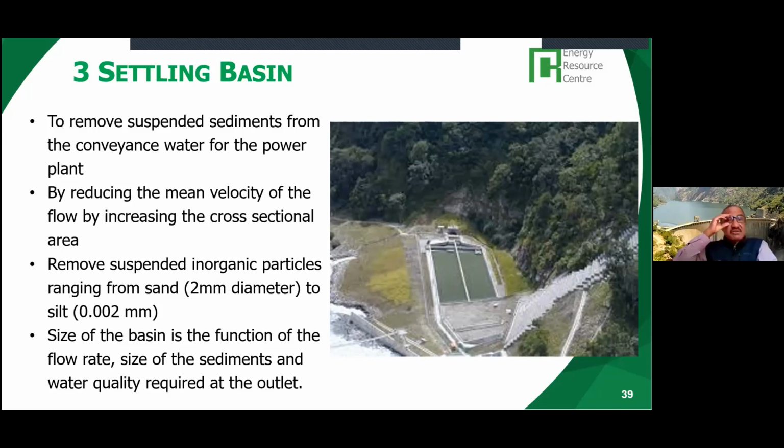So the size of the basin will depend on how much discharge we are using, the size of the sediment, and the water quality required at the outlet. Okay, this is just an example of a 60 megawatt project in Nepal, where the picture is given. But in our case, we are talking of smaller mini hydro projects, and the size of these settling basins will be smaller than what you see in the picture here.